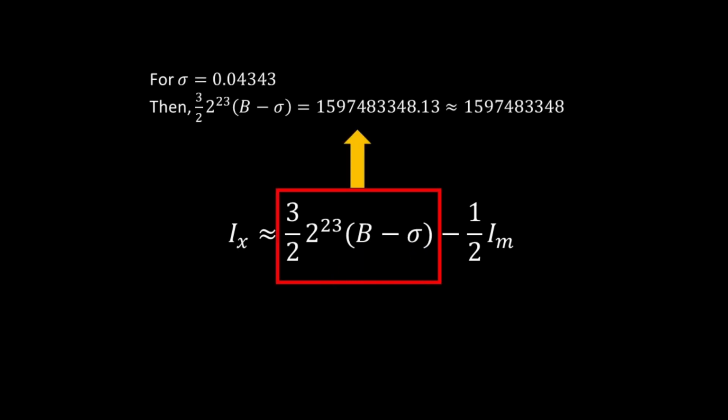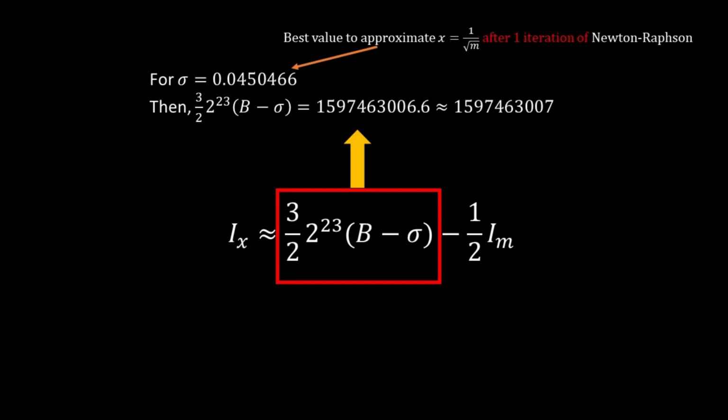If we use sigma equal to 0.04343, which was the optimal value for the base 2 log approximation, this constant, rounded to an integer, equals this big number, which is not quite our magic number yet. The fact is that the best choice is not to use the sigma value that best approximates the base 2 log, but the best sigma value to approximate the final result of the inverse square root.